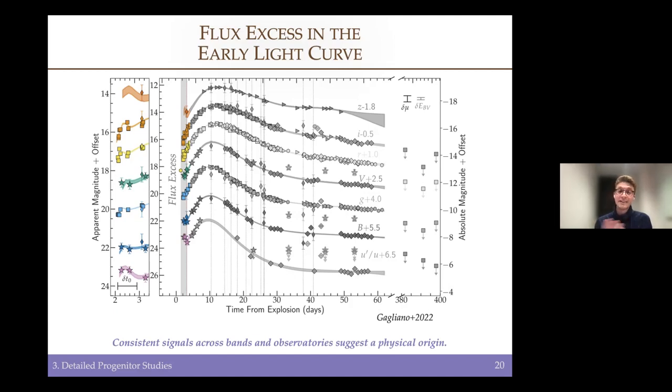And so we set out to investigate what caused that early time bump in the case of 2020 OI. I should mention that at the end of this gray highlighted region corresponding to the flux excess, we also obtained a spectrum, and that spectrum was really interesting in revealing some information about what caused that bump.